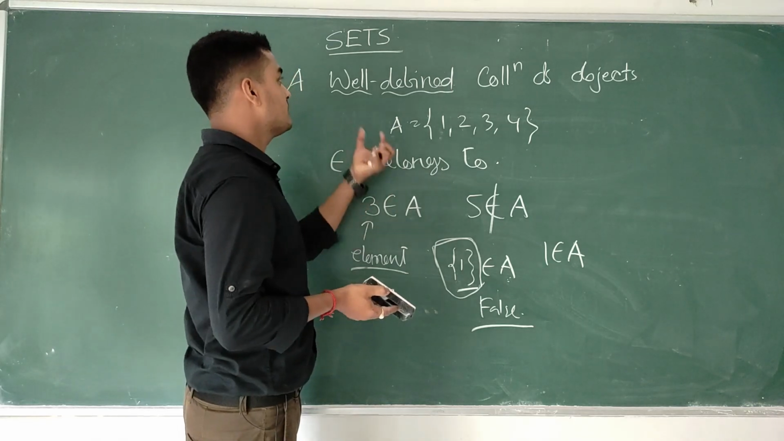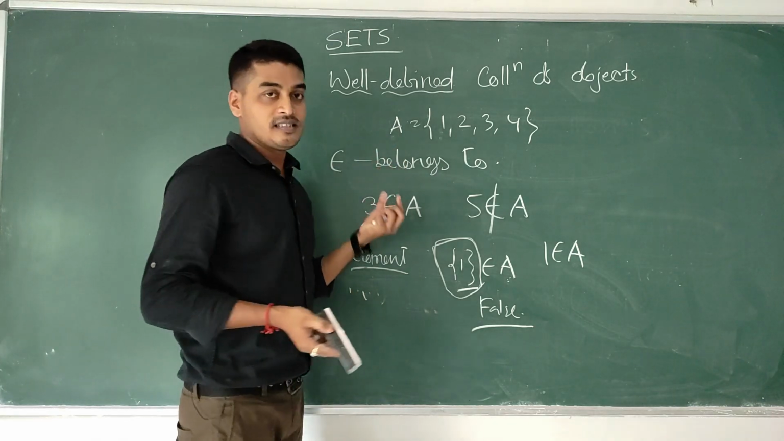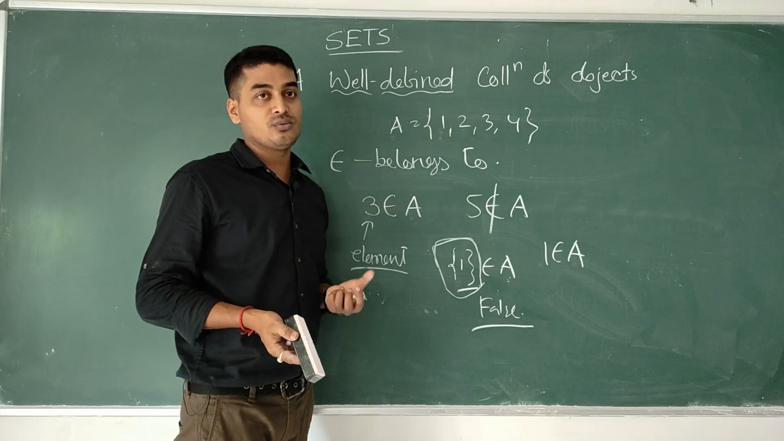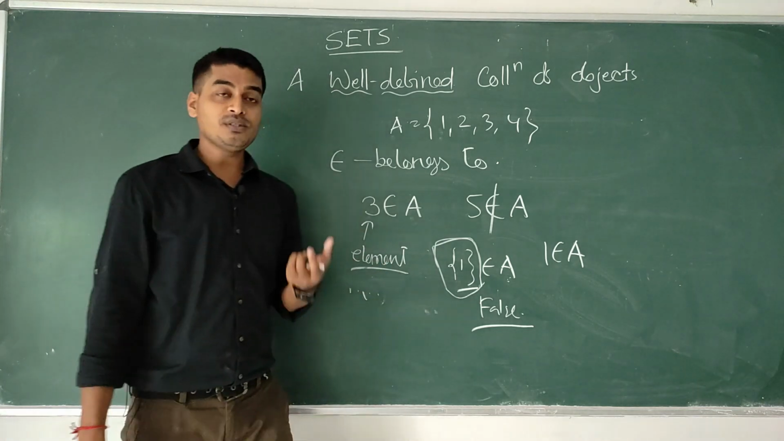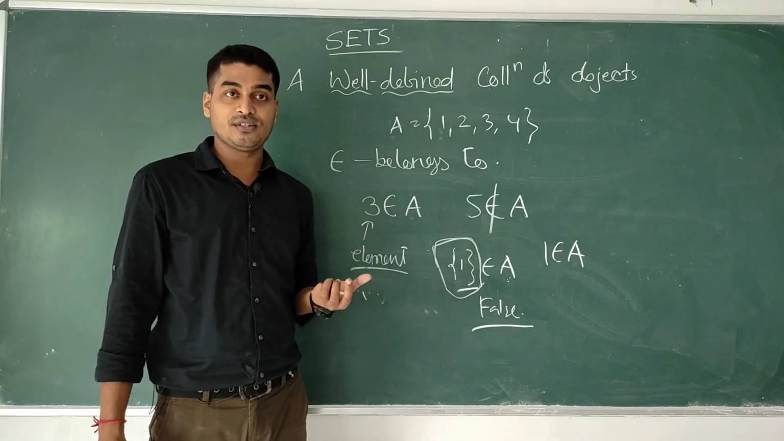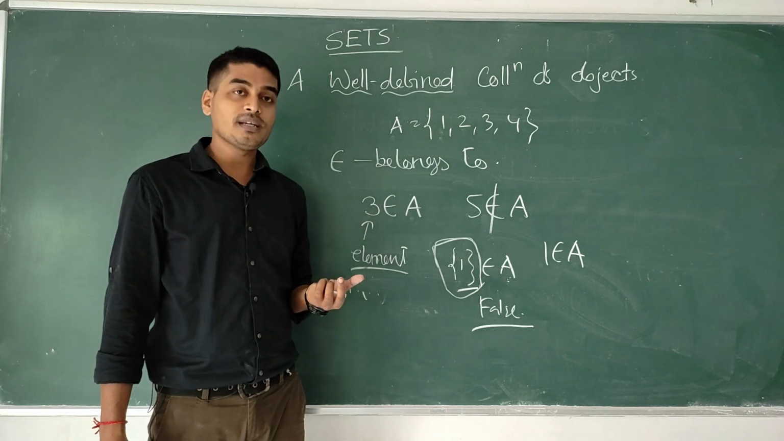Today we have discussed the basic idea about sets. Set means what? Well-defined collection. Well-defined means which can be defined properly. That means no doubt should be there in that collection. I hope you are getting my point.